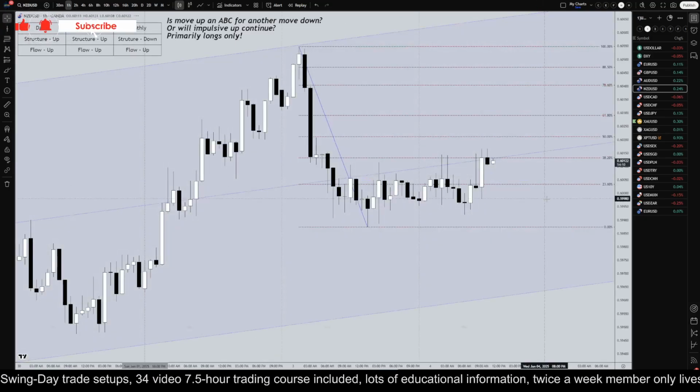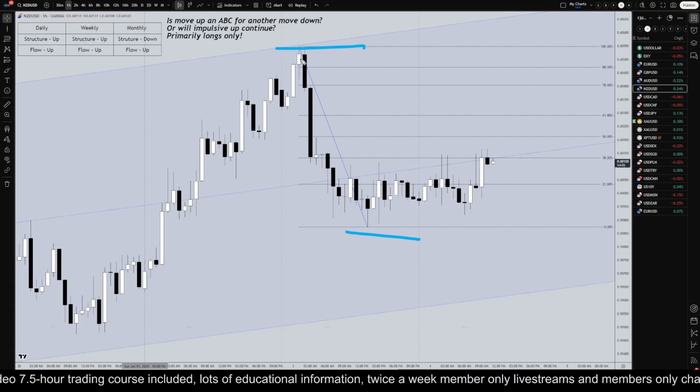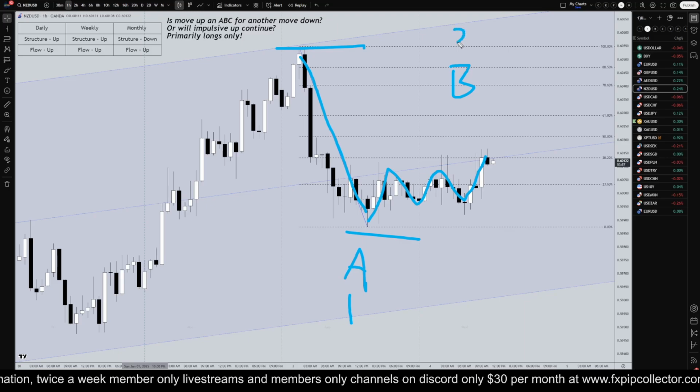So going down to the 1 hour time frame, I got my Fibonacci retracement on this move down right here because this is definitely impulsive. This move right here definitely looks corrective. So we could have either wave A or wave one. We could now be either in a wave B or wave two.